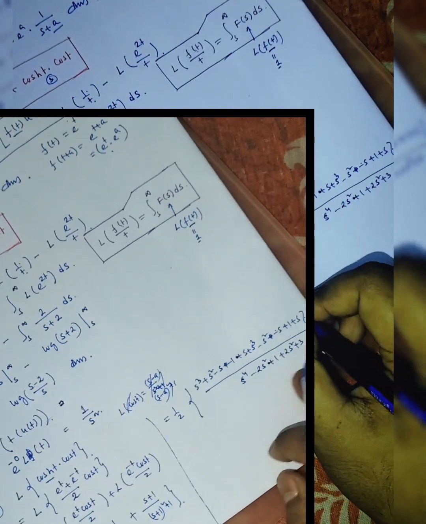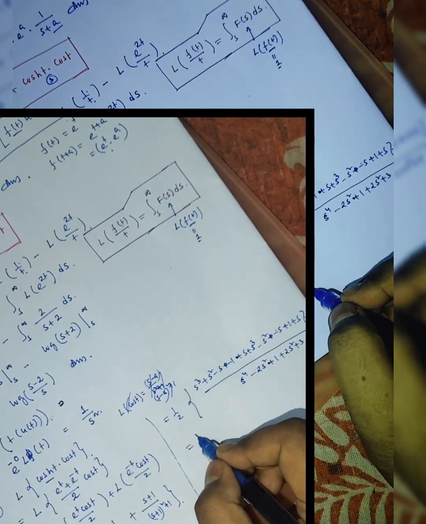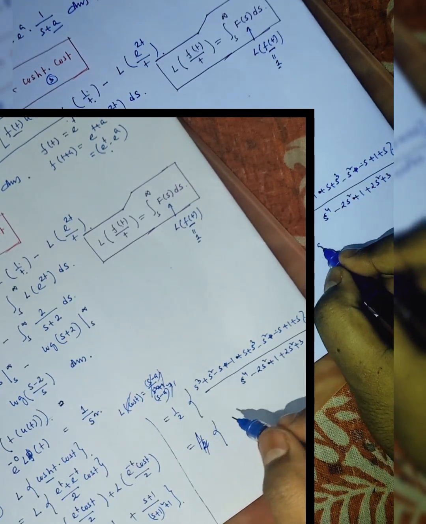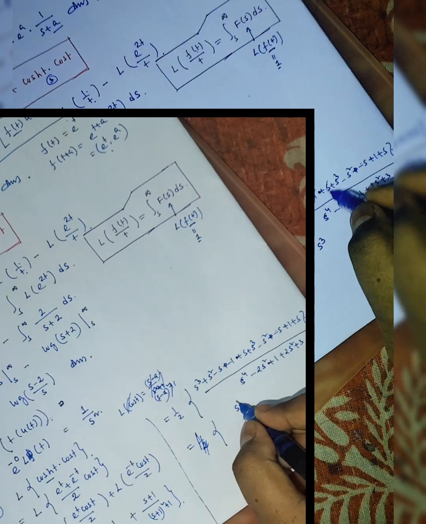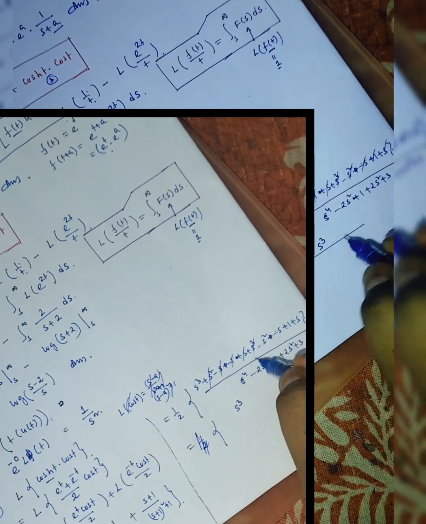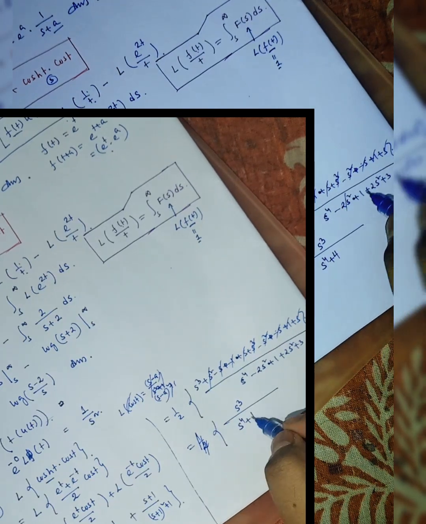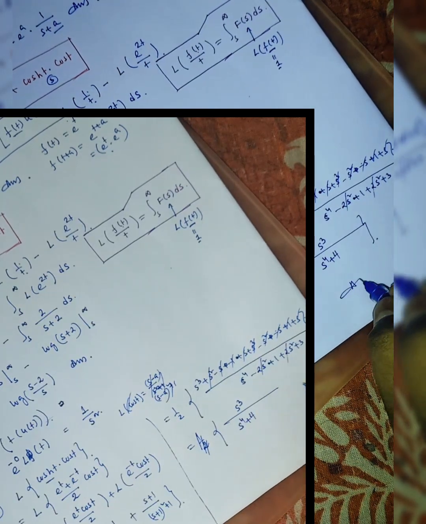And from here, the 1 by 2 will be removed. So you will get s cube by s to the power 4 plus 4. So this is the answer.